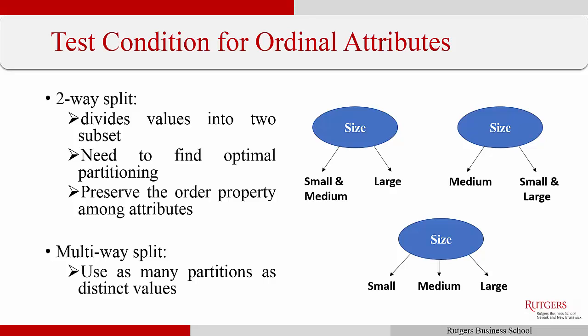Let's see an example. First is the size. We can split into 2 subsets. The first subset has small and medium, and the second subset has large. So it works well. But in the second example, the first subset is medium, and the second subset is small and large. However, it doesn't work because it violates the order property of the attribute. And also we can have the multi-way split. Just split the size into 3 subsets: small, medium, and large.